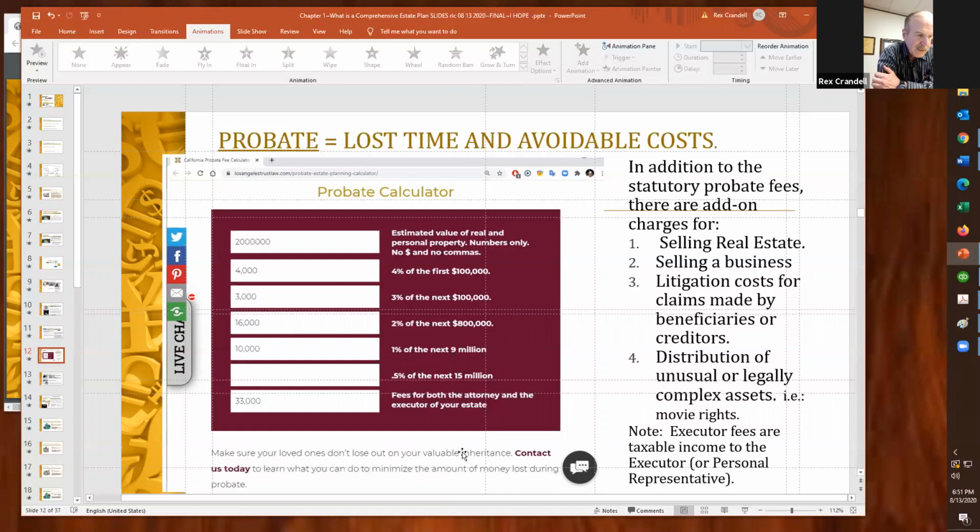What I do is prepare what I call a springing durable power of attorney, where it is not effective at all until a doctor signs off and certifies that the person is incapacitated, can't manage their own affairs. And then with the doctor's statement, that is the activation point for this springing durable power of attorney to come into effect.